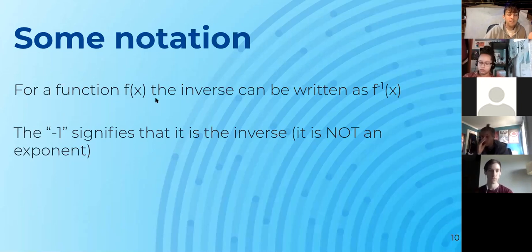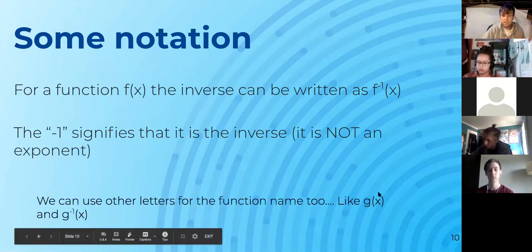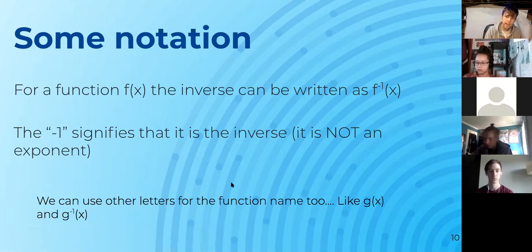So if you have a function f of x and you want to talk about the inverse of that function, we'll use this notation. The same would apply if you have g of x, then the inverse of g would be g inverse, g -1 right there. That -1 is a confusing thing because people read it like an exponent because it looks like one, but we need to know that it just means the inverse of a function.